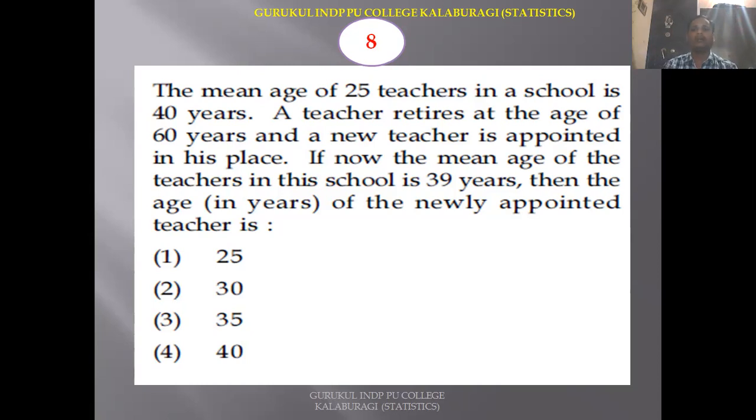So we need to calculate the age of the new teacher who is appointed, because the data given already includes the 60-year-old teacher. Now we need to calculate by introducing a new teacher in his place. After getting that teacher in place of the 60-year teacher, the mean age is given. So by using that, we need to calculate the age of the appointed teacher. After that, we can calculate the mean.